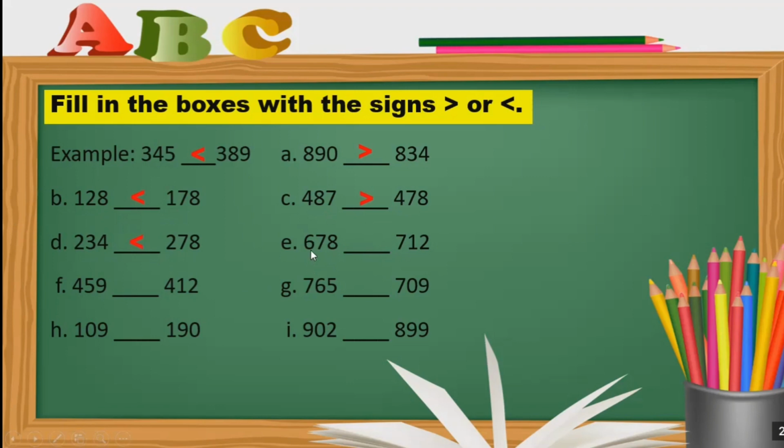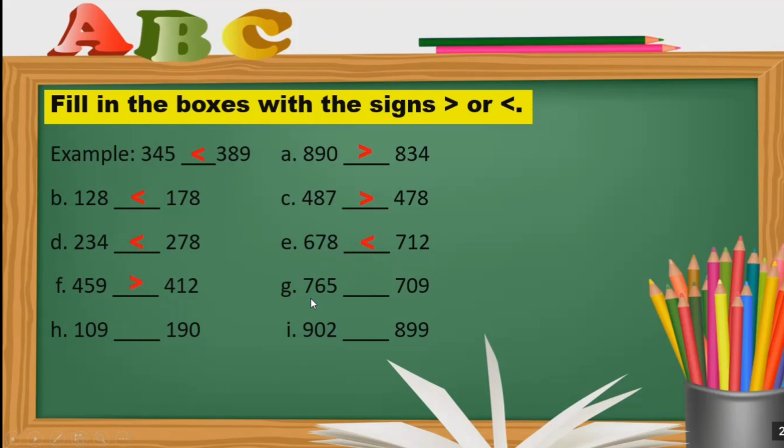Now here, letter E, 6 and 7. So in hundreds place, in letter E, 6 is already smaller than 7. So we don't need to go to the second place value. So here, 6 is smaller than 7. So the answer is smaller than. In letter F, 4 and 4, the same. 5 and 1, not the same. So 5 is greater than.